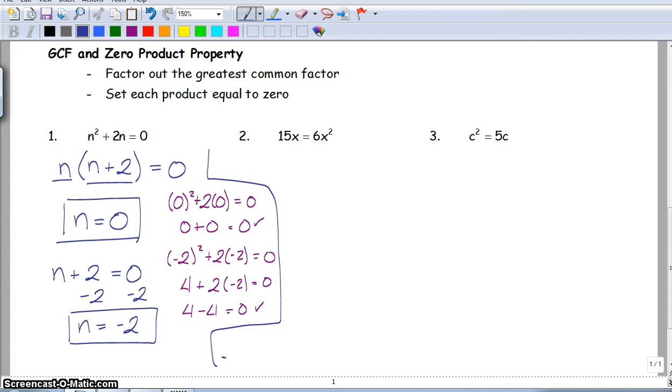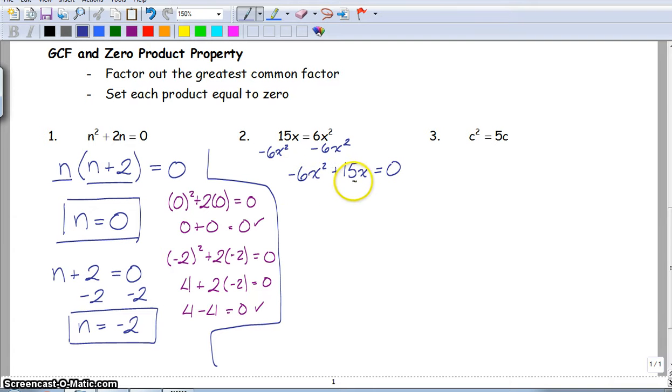Okay, so trying the next one, number 2. 15x equals 6x squared. Right now it looks like you could solve it, but we want everything to be in standard form for these problems in order to use the zero product property. So in this case, we need to subtract 6x squared from both sides. You have -6x squared plus 15x equals 0. So now we can factor out the GCF and use the zero product property.